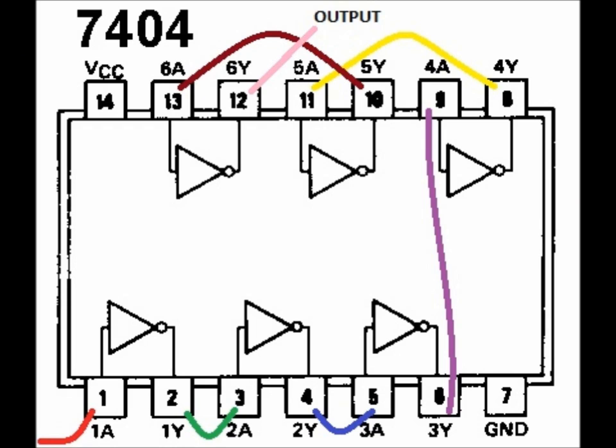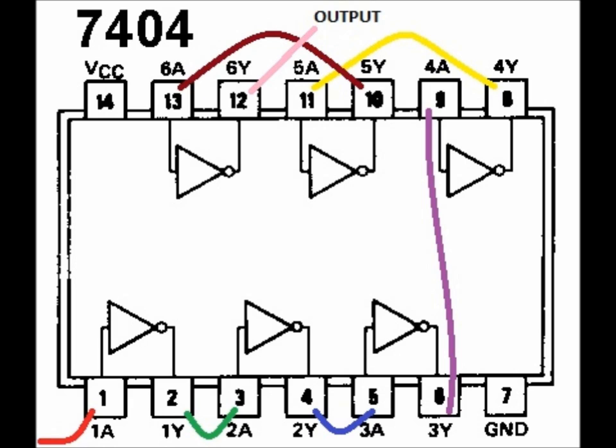Here we're going to show you how to cascade a 7404 circuit, and you want to note on the bottom left hand corner is a red wire. That will be your input on pin 1. On pin 12 is a purple wire, which denotes your output.